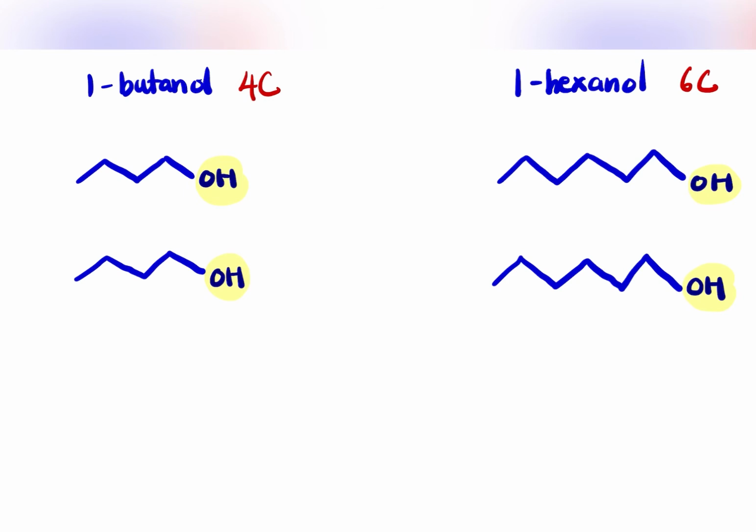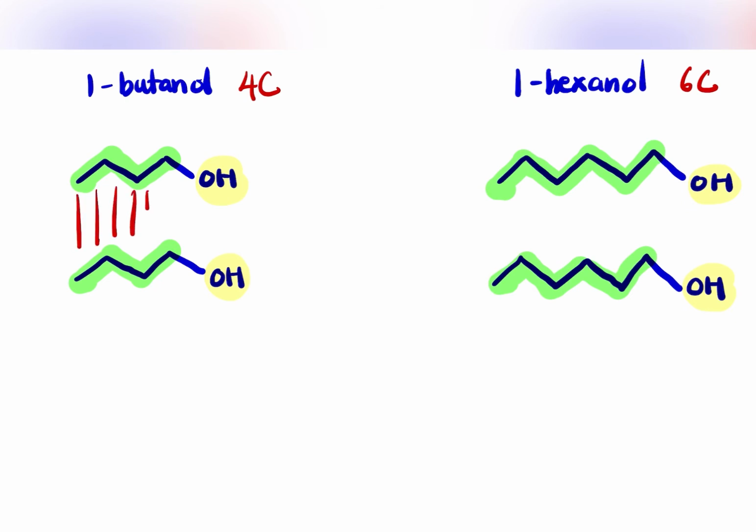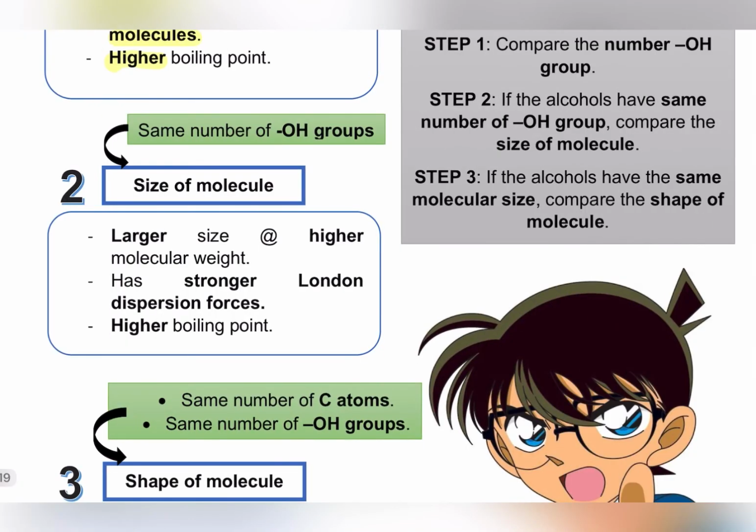Now we are going to focus on the alkyl groups. These alkyl groups are the carbon chains in your alcohol. The London dispersion forces will form between these alkyl groups. So there will be attractive forces between alkyl groups of the same alcohols, in this area. You can see that 1-hexanol has a lot more attractive forces compared to 1-butanol. So these are the stronger London dispersion forces we are talking about.